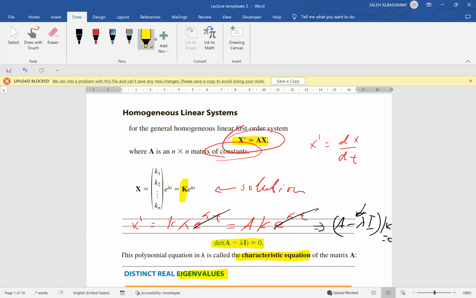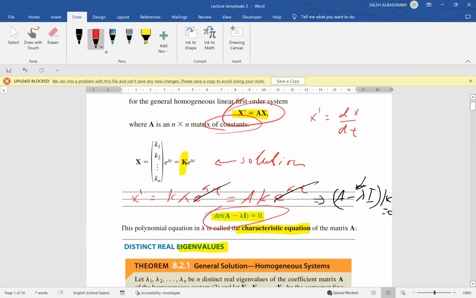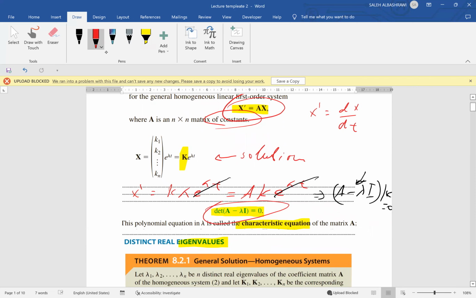Now for this equation, we have three cases. The first case is if we have distinct real eigenvalues. The second case is if we have repeated eigenvalues, and the third case is if we have complex eigenvalues. In this lecture, we are going to speak about the distinct real eigenvalues.